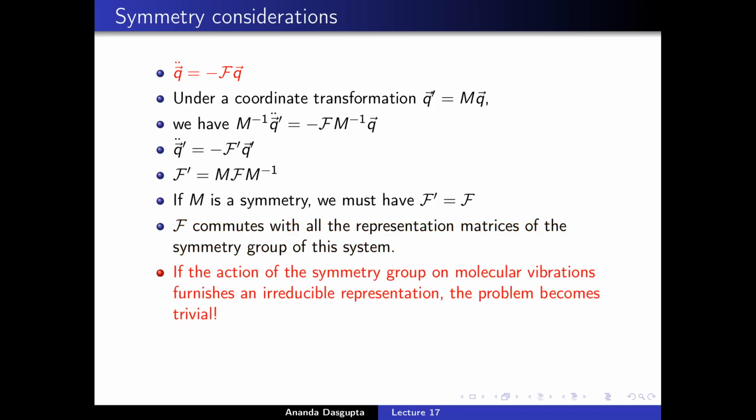Now, one situation would have been wonderfully simple. If the action of the symmetry group on the set of molecular vibrations were to furnish an irreducible representation of the symmetry group, the problem would simply become trivial, because then curly f would commute with each and every one of the representation matrices in an irreducible representation, and then Schur's second lemma would have told us that curly f would have to be a multiple of the identity, which means it's a scalar matrix and the eigenvalue would be simple. Just apply curly f on any vector whatsoever, you will end up with a multiple of that vector times the number, and that number is your eigenvalue.